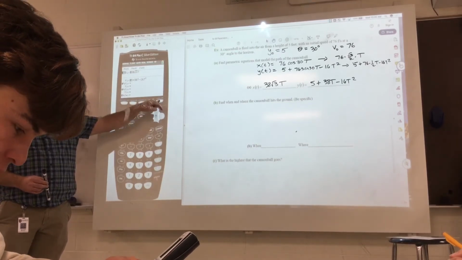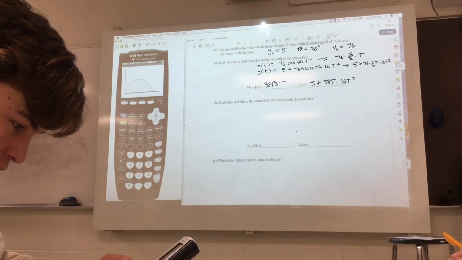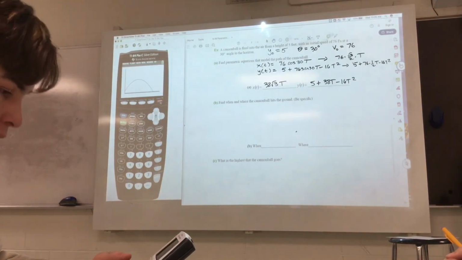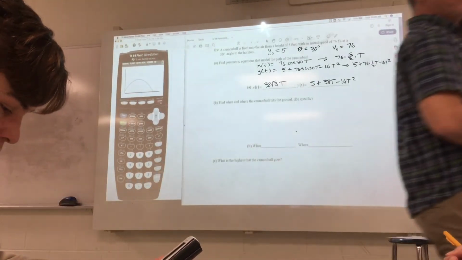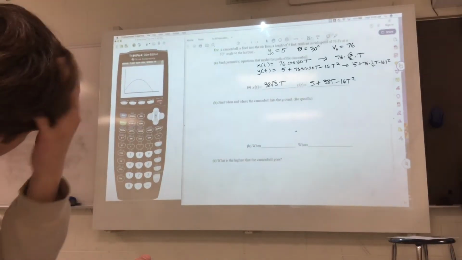Now when you hit graph, let's see it go. Woo! Cannonball. Oh, nasty. We're shooting a cannonball, why not make it a ball? You know? What's the X value? That being said, we're rarely going to use this graph for anything.